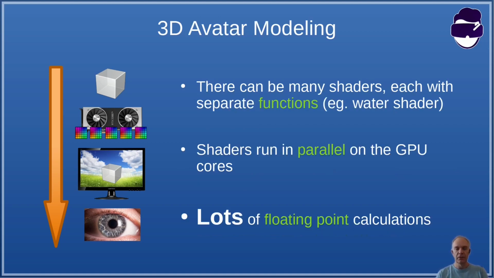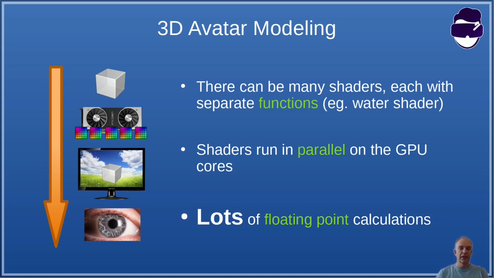Shaders run in parallel on the GPU core. So your GPU has a lot of cores, many more than your CPU has. And each of those can run these shaders in parallel. But you have to understand there's a lot of floating point calculations done by the shaders. And it's because the color and the intensity of each pixel on the screen needs to be calculated in real time.